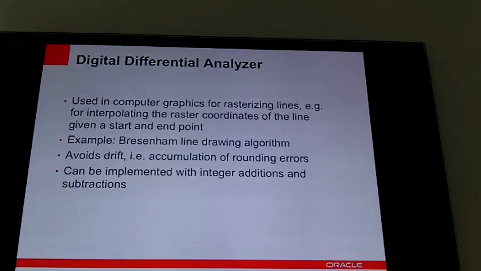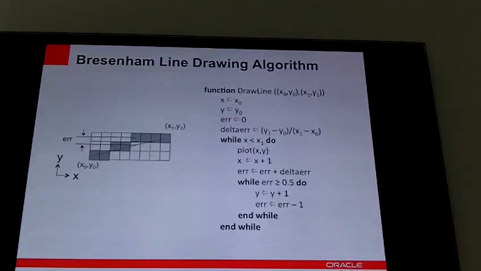The accumulation of error. Another nice property of the Bresenham algorithm is that it uses simple arithmetic. It just uses integer additions and subtractions. So let me first show the pseudocode for Bresenham, and then I'll show how we can derive our scheduling algorithm from this line drawing algorithm.